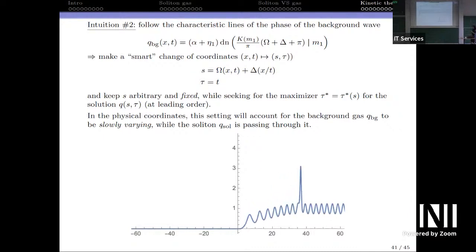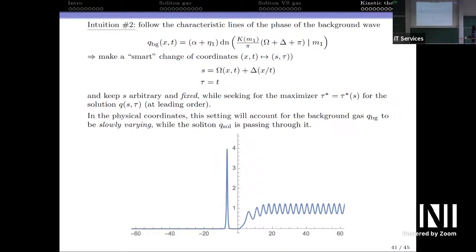So the idea is, what if we do a change of variables, a change of coordinates? Instead of x and t, we define these new variables, which are basically omega plus delta, and the time is still the same. So basically, we're anchoring ourselves to the gas as we change the frame of reference. We're anchoring ourselves to the gas, and then we're waiting until the soliton passes through us, right? It's like I'm following this little dot, and I'm letting the time pass until I finally see the big guy passing through me. And that's when I can identify the soliton. Voila, it has passed. So this is where we managed to identify the peak.